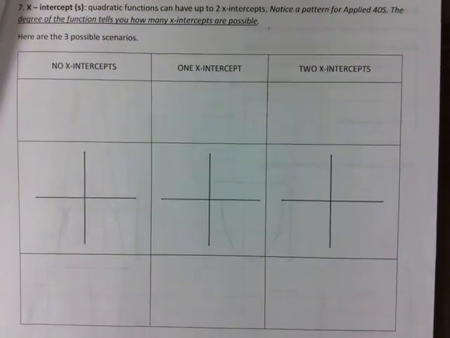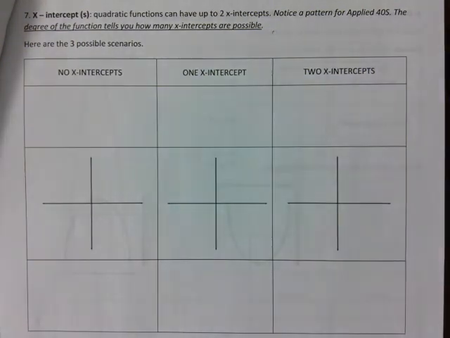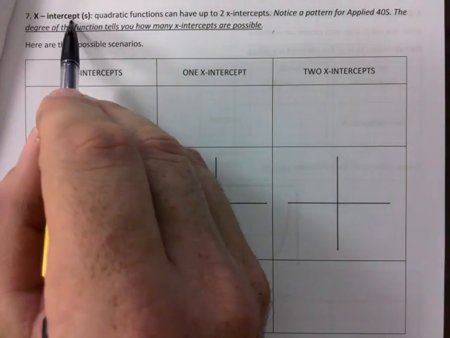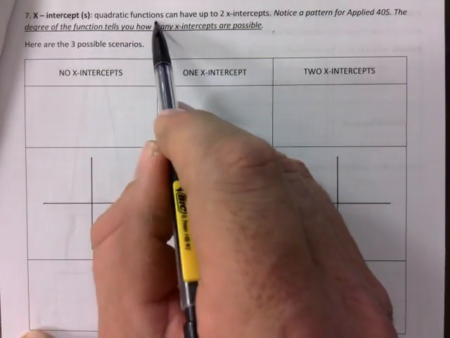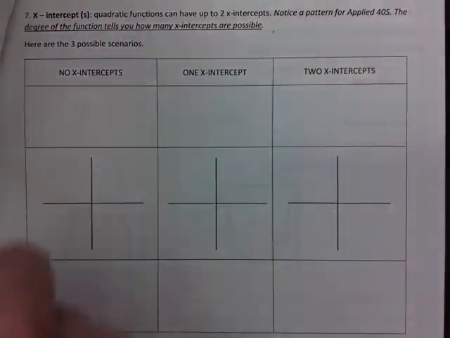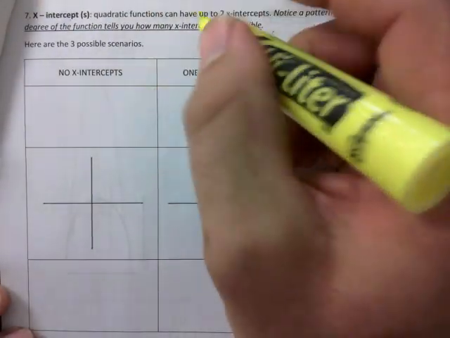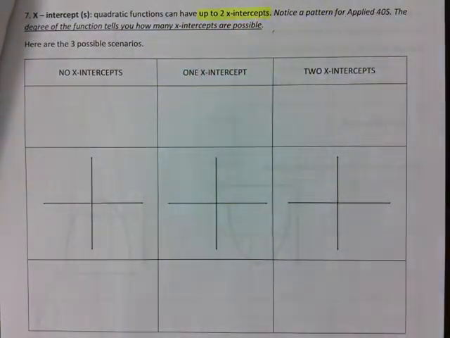The x-intercepts. We haven't talked about x-intercepts just yet because the parabola has a bit of a twist to it, as opposed to linear. Linear, there was always one x-intercept, one y-intercept. With parabolas, that changes. A quadratic function can have up to 2 x-intercepts. I wonder if it's because it's an x squared. Linear, x to the 1, 1 x-intercept. x to the 2, up to 2 x-intercepts.